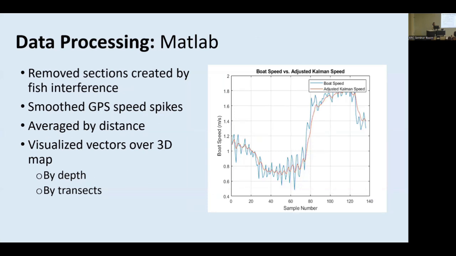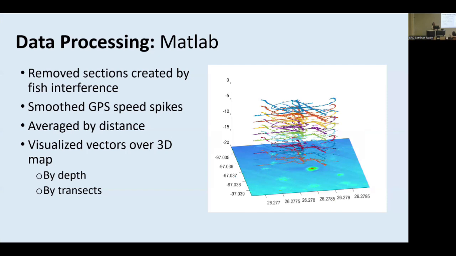So I got to learn how to code. MATLAB's really fun. We started our script off where we can remove sections of bad data that are created by fish interference. We can then smooth our GPS speed spikes. So the blue line is our original boat speed. As you can see, it just jumps up and down. By applying a filter, I was able to smooth that out and then put that back into our data, and it made our velocities look a lot better. We can then average this data by distance and then visualize these vectors over our 3D map, either by depth or by transect.